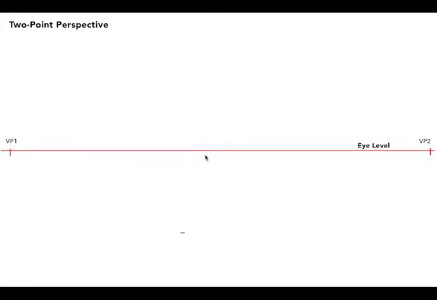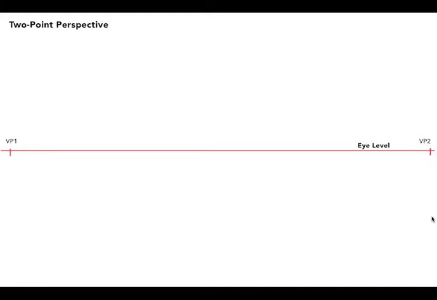Divide your page in half and draw the eye level line, shown here in red. Label it eye level. On this line, just mark somewhere here as VP1, your vanishing point, on the right, VP2.